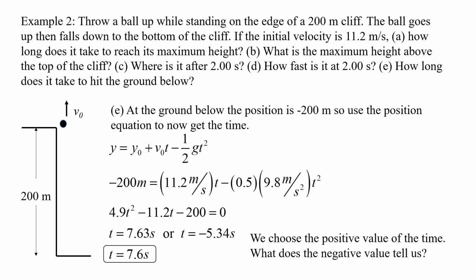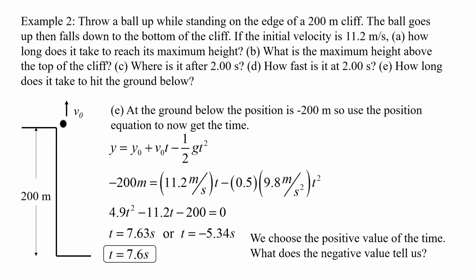All right, now part E. How long does it take to hit the ground below? Well, we're calling the top of the cliff y equals 0. So at the bottom of the cliff, that's y equals negative 200 meters, because we're saying down is negative. So we use the position as a function of time equation and put negative 200 meters in for y. Our y0 is 0. And then we have the v0t minus 1/2 gt squared. So plug the numbers in for those and solve for t.